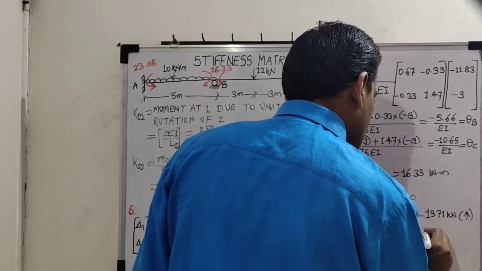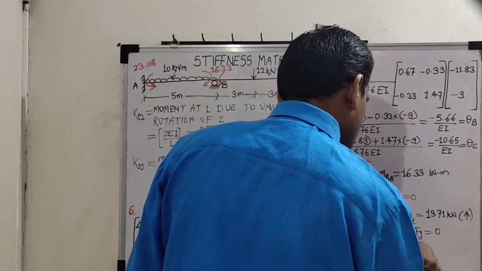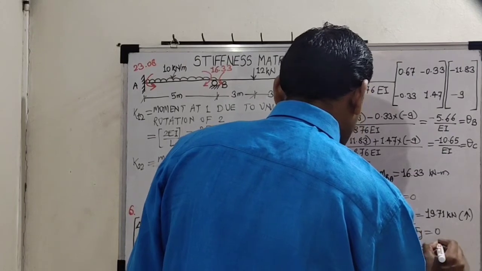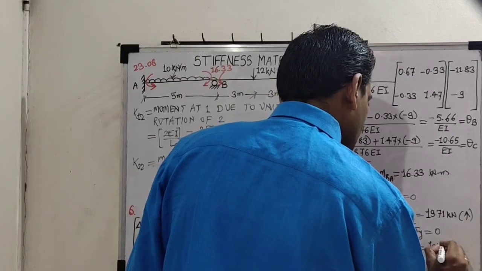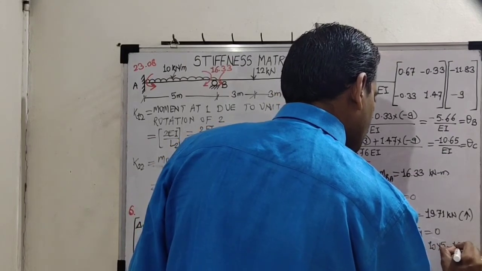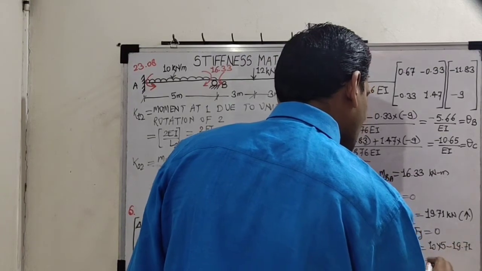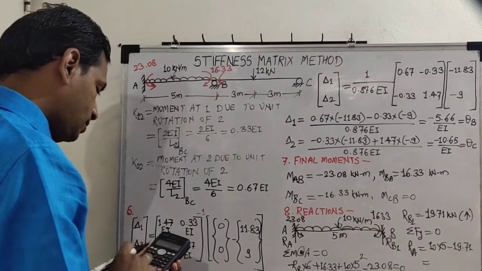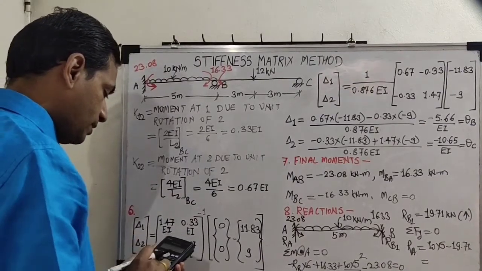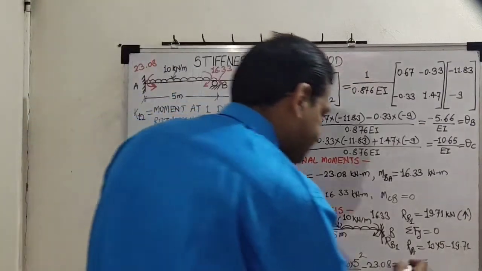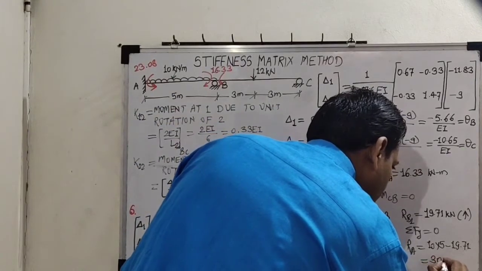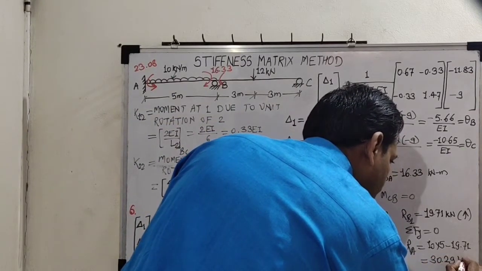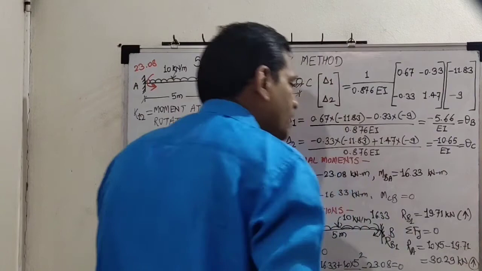Summation Fy is equal to 0, it's the second condition. So we will get RA as 10 into 5 minus 19.71. So let us see how much is this value. 50 minus 19.71, so it is 30.29 kilonewton. Both reactions are upward.